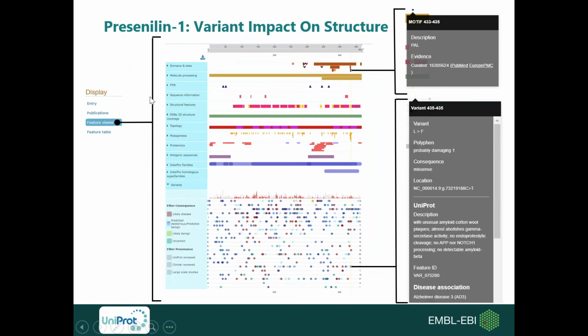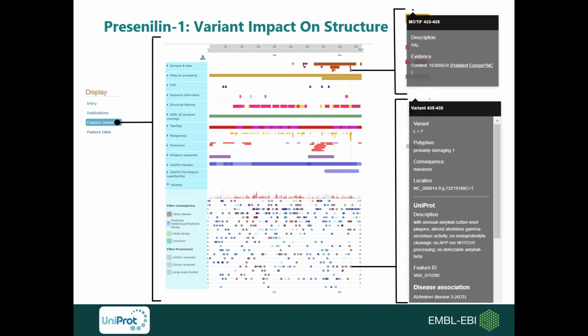Using another example of presenilin 1, a key player in Alzheimer's disease, I would like to show you how to visualize the impact of a variant on protein structure. The variant of interest is variant 435 with a leucine to phenylalanine change. And in the feature viewer, you are able to see that it lies within the PAL motif of presenilin 1, which, according to literature, is required for the enzymatic activity of presenilin 1.